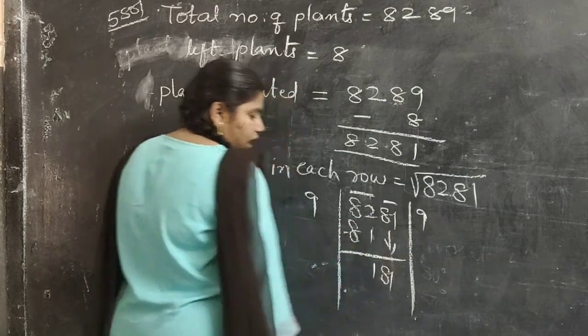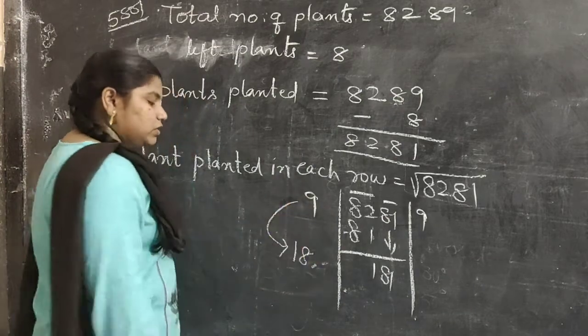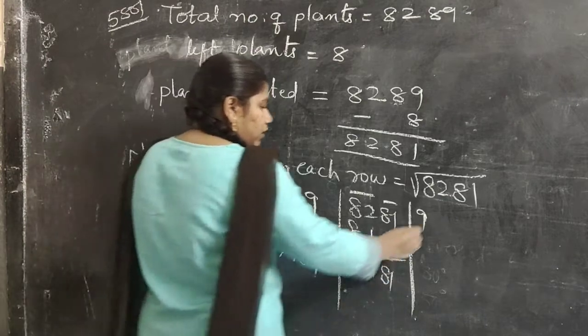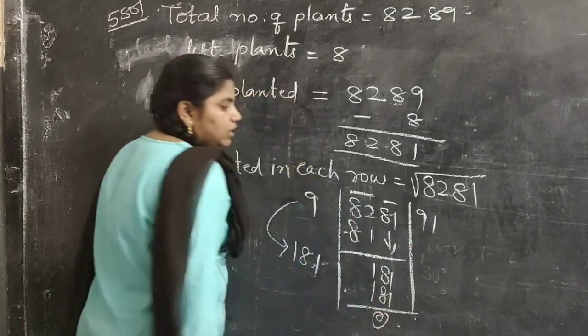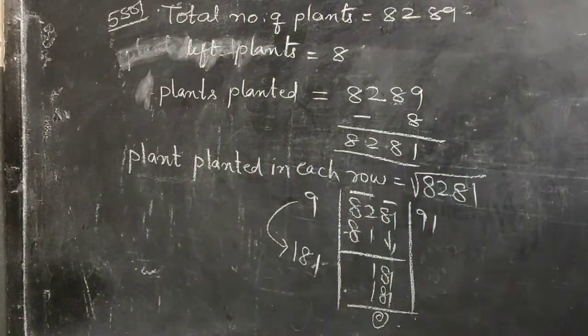Bring this 81 down. So what is the double of 9? Double of 9 is 18. So what is the value here? 181. 181, 1s are 181. So you got the remainder as 0. So in each row, how many plants have they planted? 91 plants they have planted.